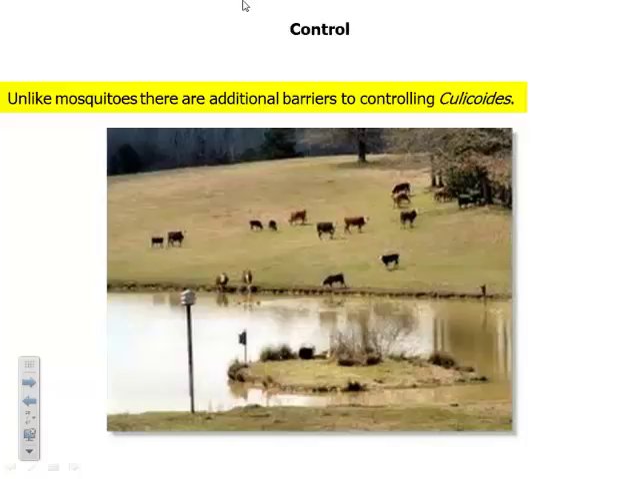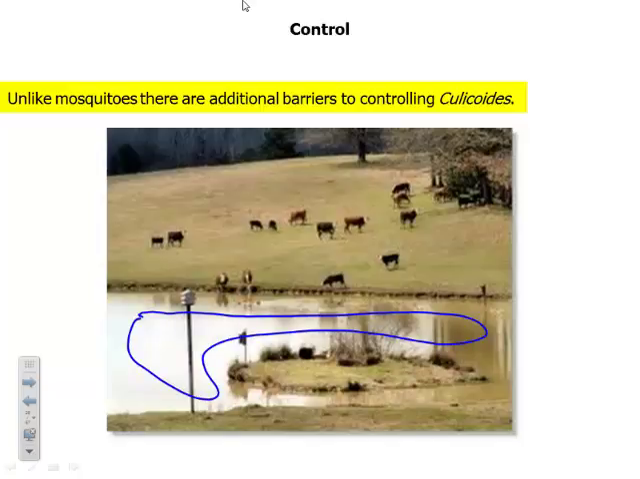Then IPM-wise and chemical control-wise, if this was a mosquito population, the mosquitoes are out here in this pond, and you could treat this pond, or you could drain the pond for quite a while and then get rid of the mosquitoes. The Culicoides, however, are living in the mud here. It's very difficult to chemically control anything that lives in mud because mud locks up pesticides. It just flat out prevents chemicals from getting to it. It's not open water, and so it is very difficult to control a lot of Culicoides.